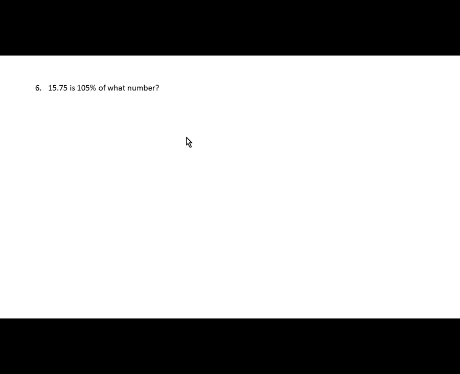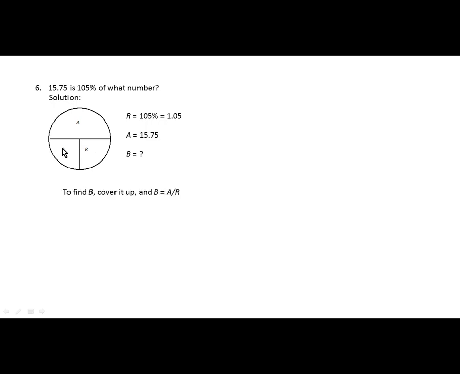Number 6. 15.75 is 105% of what number? So our solution. I see the percent symbol, so I'm not looking for R. So R is 105%, which is 1.05. The 15.75 is near the verb of being, so it's A. The what number is after the word of, so that's our B, I don't know. We're looking for B, covered up. It's A over R. So 15.75 divided by 1.05.